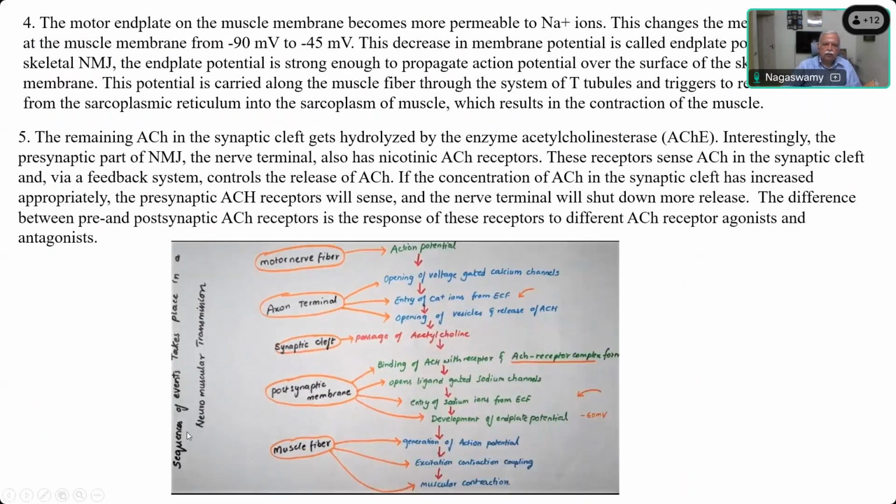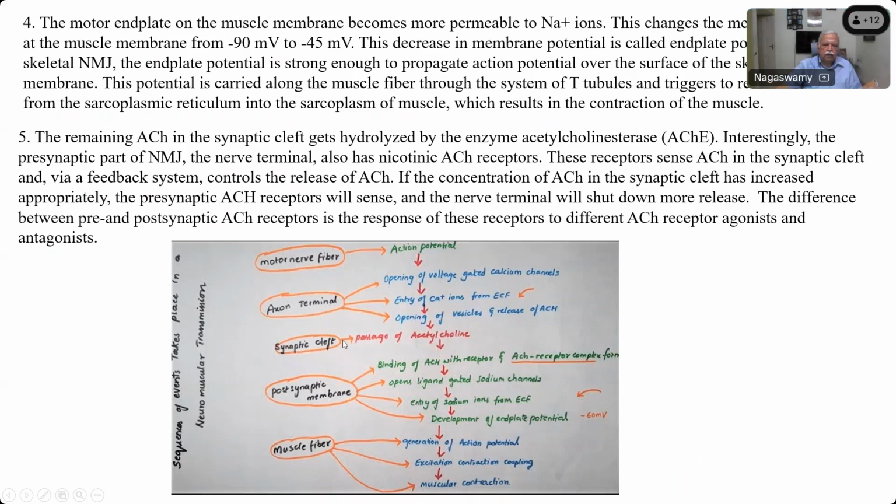So in the exam, if you want to write it faster, you can say: motor nerve fiber gets the action potential, comes to the axon terminal, opening of voltage-gated calcium channel, entry of calcium from extracellular space into the axon terminal, opening of vesicles and release of acetylcholine. This is what is happening in the presynaptic area.